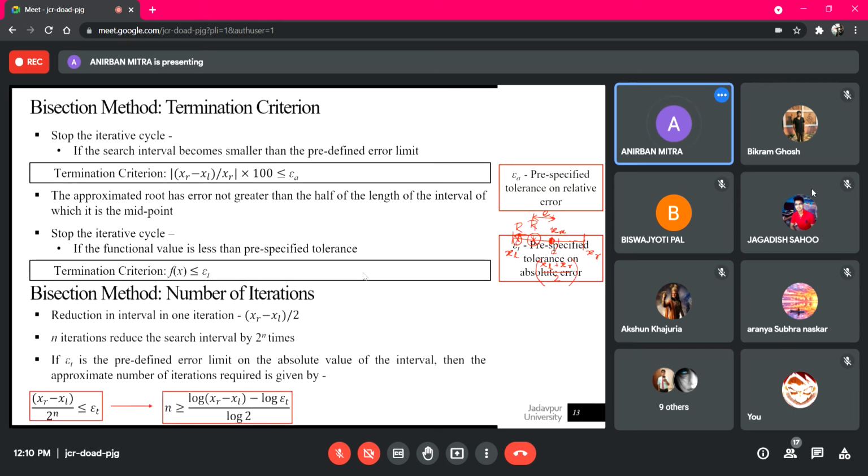So we can simplify it to get an expression for n, which is like this. So it's an important expression. Please keep it in mind.